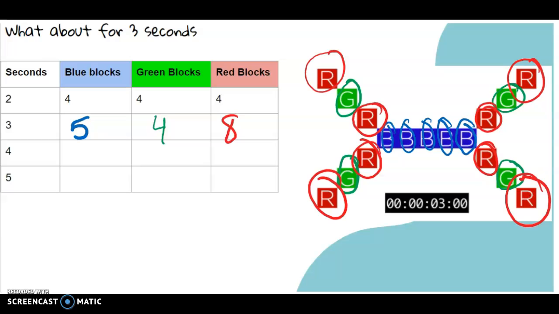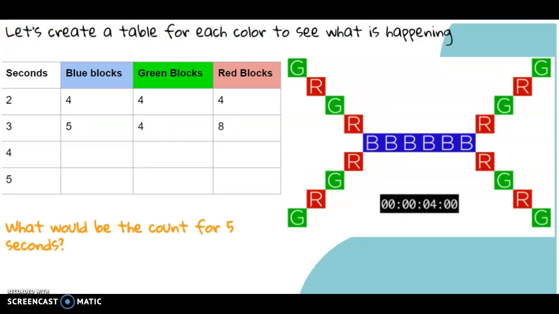As you can see, the blue blocks increased by 1 so far. The green did not increase, and the red blocks increased by 4. Let's look at 4 seconds and compare and get a better idea of how this is increasing. So let's count them again.